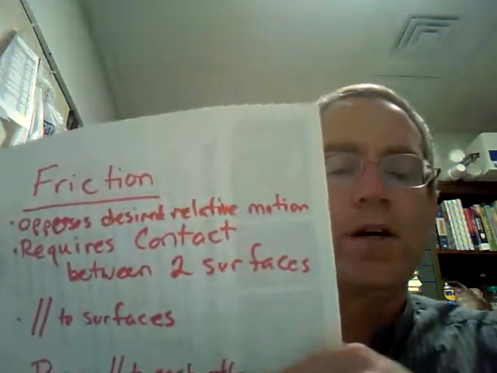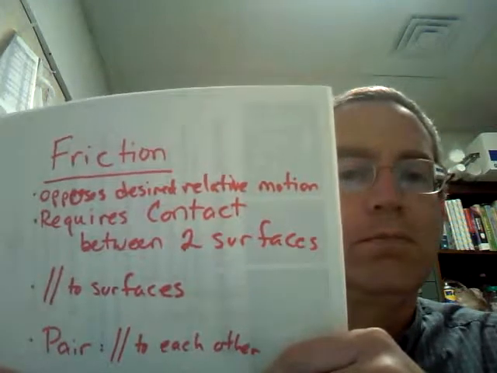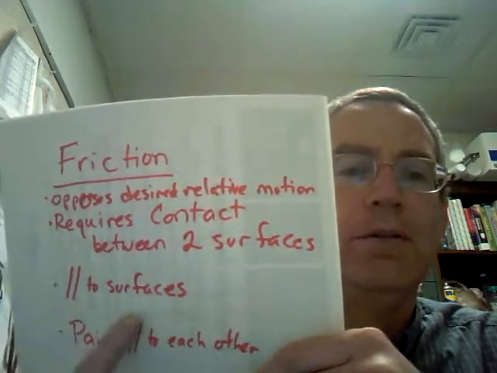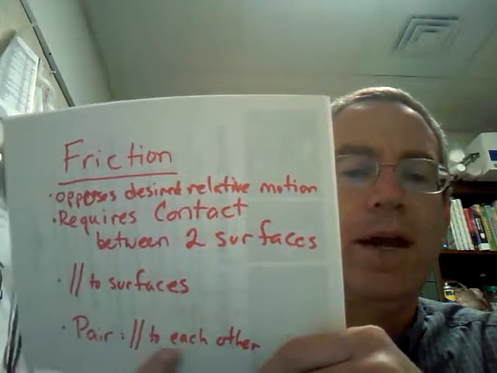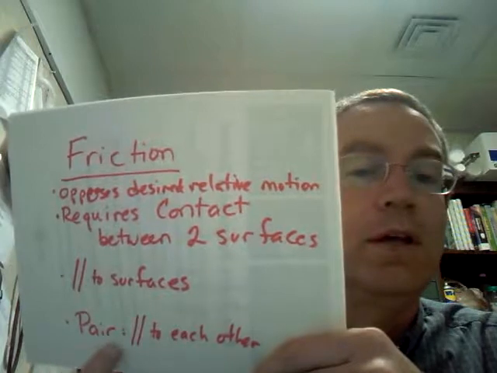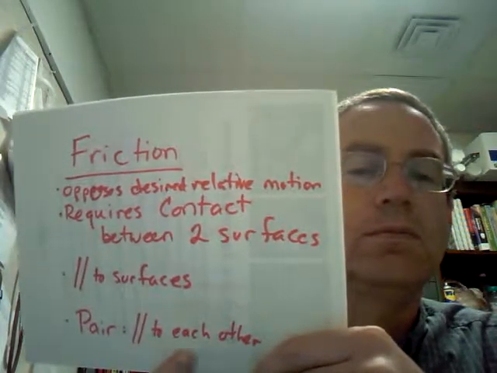All right. Friction requires contact between two surfaces. You're not going to have friction between surfaces that aren't touching. Friction is always parallel to the surfaces, and the pair, remember we talked about forces coming in pairs, always act on different objects. The pair of forces are always parallel to each other. That's important. Well, it's all important.